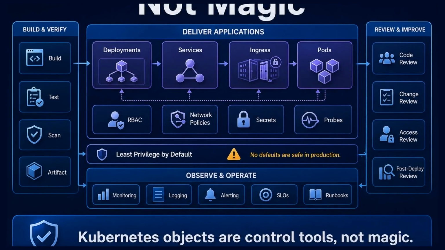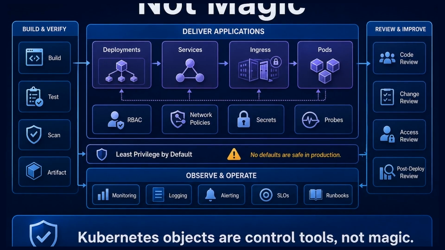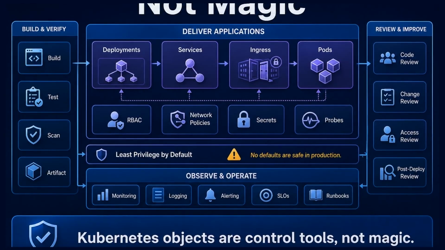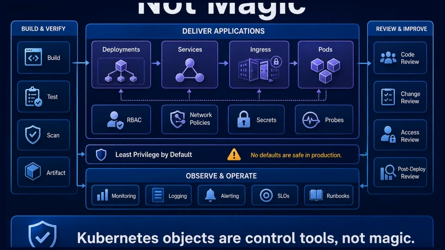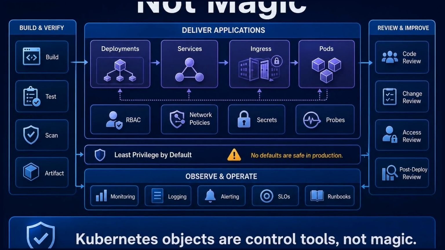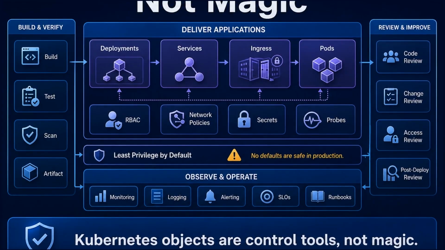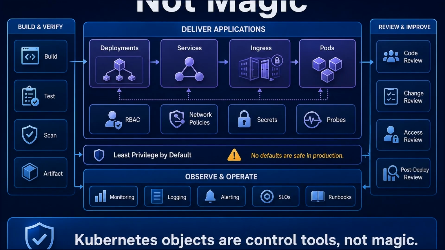And now tie this back to probes and safe delivery. A deployment can look successful while the app is still failing at runtime. A service can expose pods that should not yet receive traffic. Ingress can route beautifully to an unhealthy backend. RBAC can be too broad. Network policies can be too open. Secrets can be handled badly. That is why Kubernetes objects are not magic. They are control tools. Teams still need disciplined design, review, testing, monitoring, and least privilege.